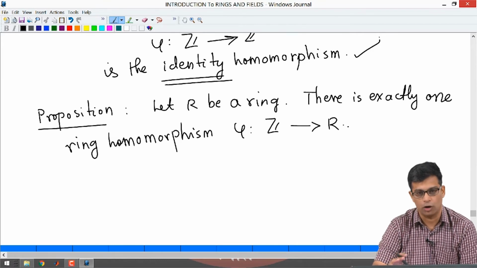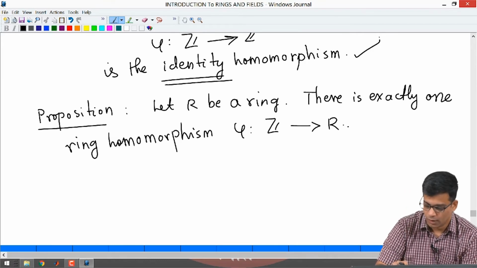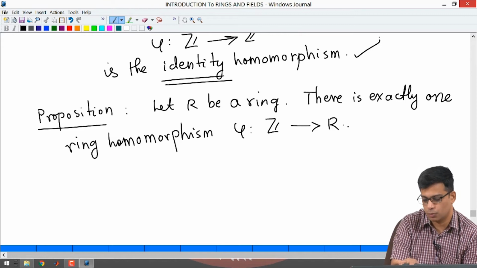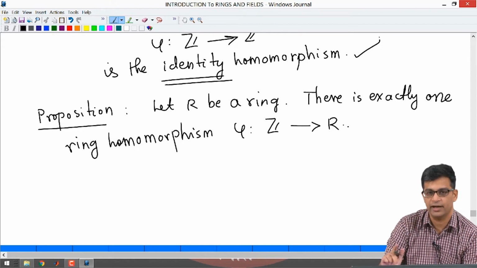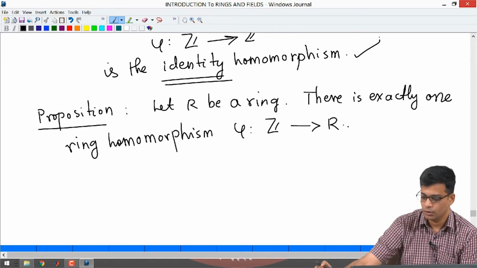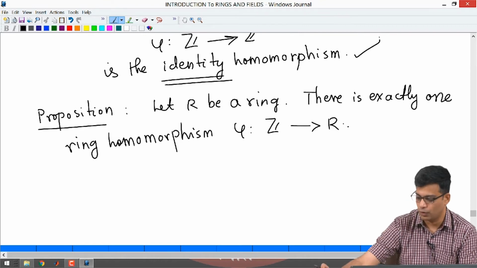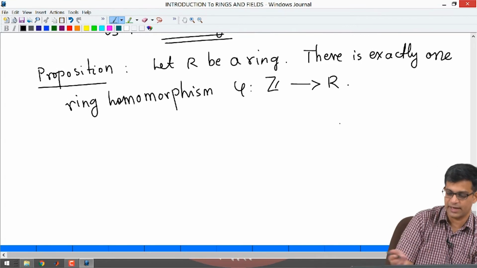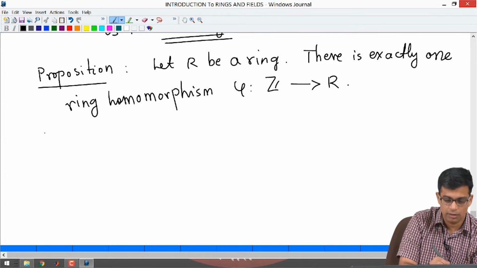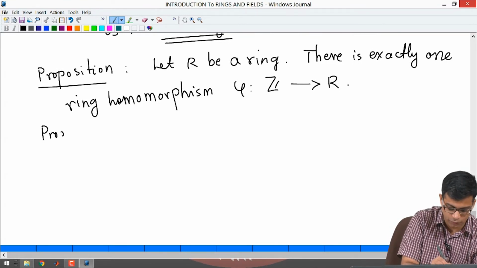This is a very crucial statement in ring theory, and it tells you that integers are somewhat special among all the rings. They are special because there is always a homomorphism from Z to R, and there is in fact exactly one. So, we are saying two things here: there is a homomorphism and there is exactly one. That gives Z a special place in the world of rings. So, what is the proof of this?